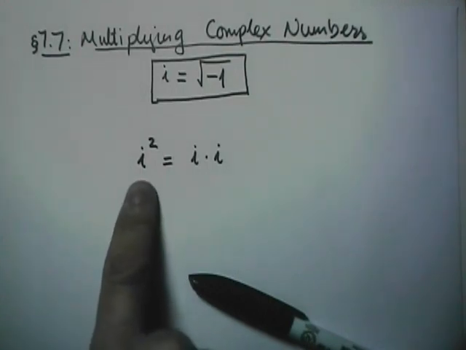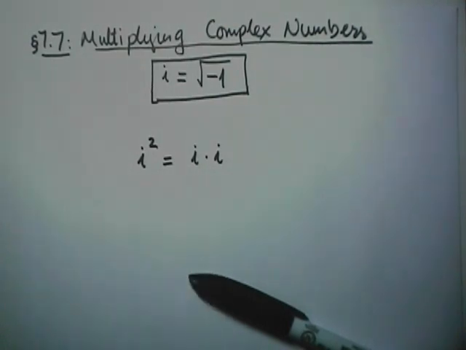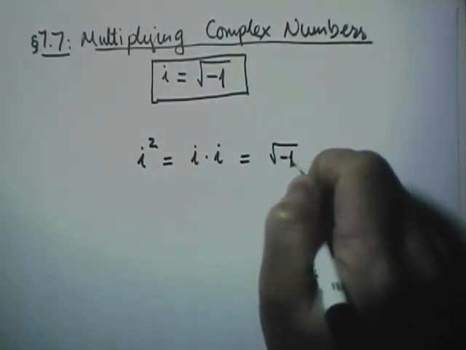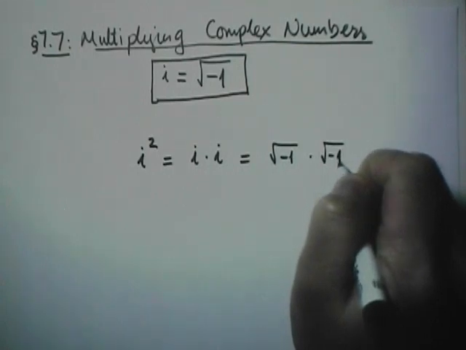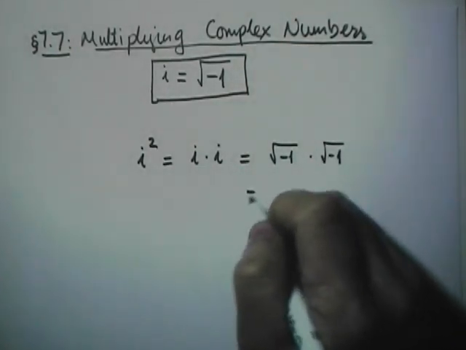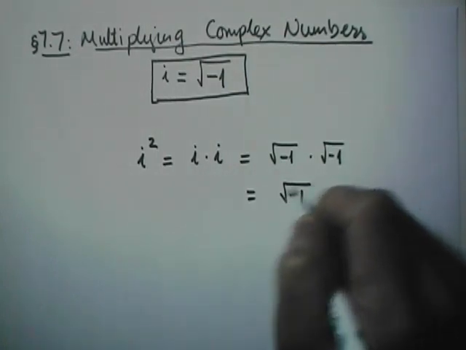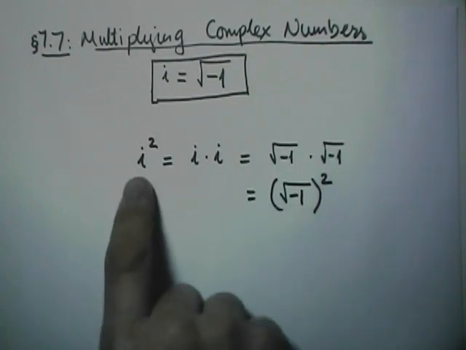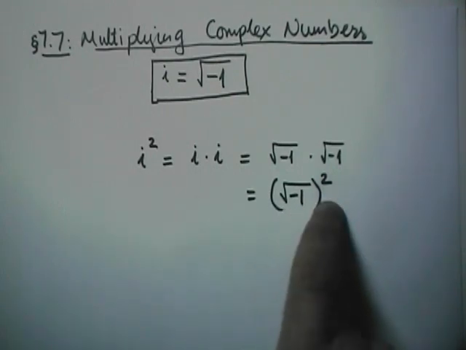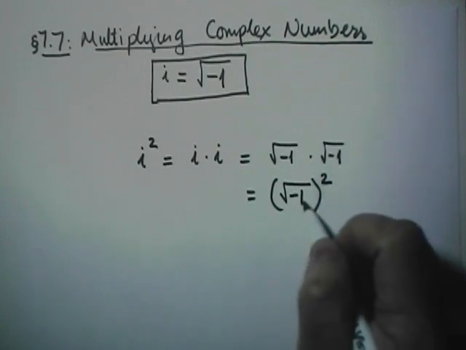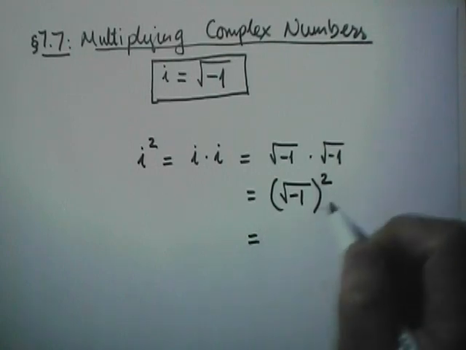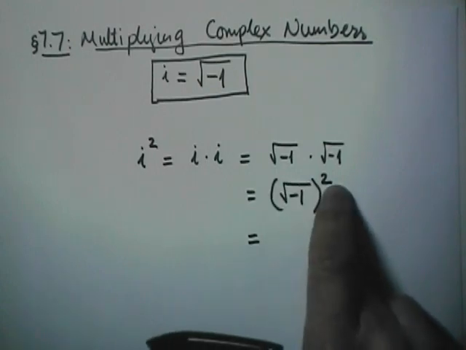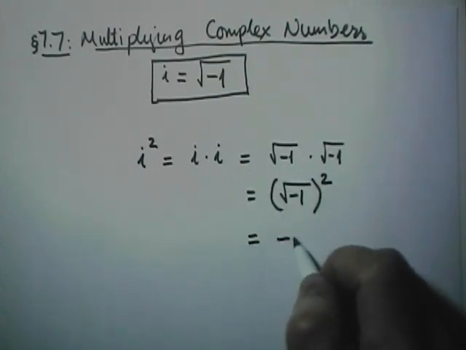Now once again, let's go back to the most basic. i squared means i times i, right? So here's the thing. i times i is the same as the square root of -1 times the square root of -1, or in other words, the square root of -1 all squared. So i squared is the same as the square root of -1 all squared. Now the square root is going to cancel with that square sign, so it's actually -1.